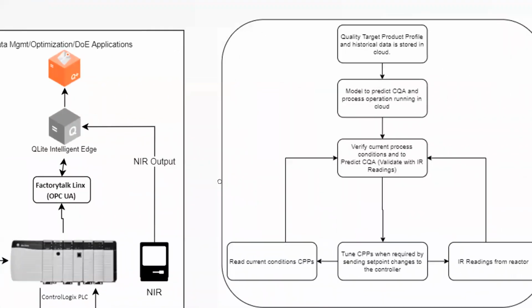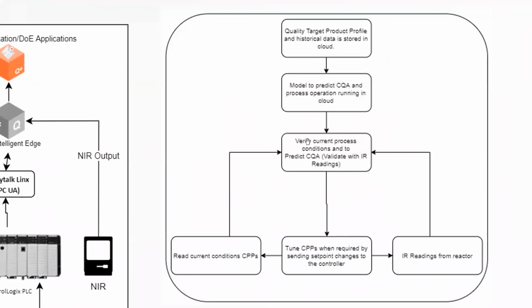What Quartic focuses on in this case is that middleware to be able to stream that data seamlessly, and of course the modeling and the infrastructure, modeling analytics. So our focus in this model is to be able to predict the CQA, which is read off the NIR or based off the NIR, and have this entire prediction run in the cloud. Additionally, we wanted to verify that the current process conditions are accurate and meet the target product profile. We can validate the process conditions by looking at what the product quality is with the IR.